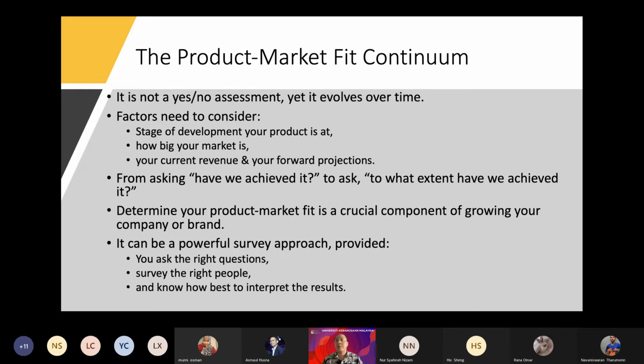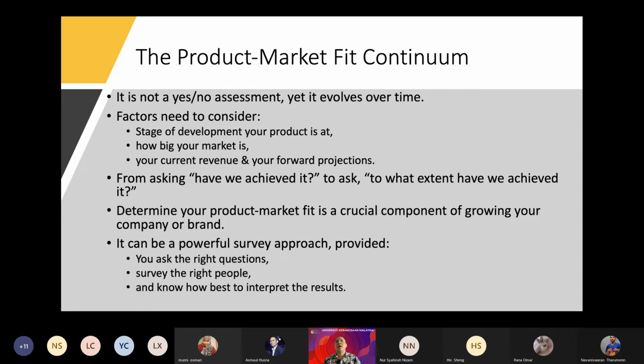So, I never say you cannot solve it at all. There are some solutions that you have to think of. Okay, and then from asking "have we achieved it," it's better to ask "to what extent have we achieved it." It's not only a yes or no answer.